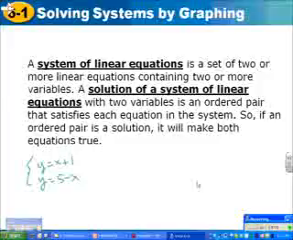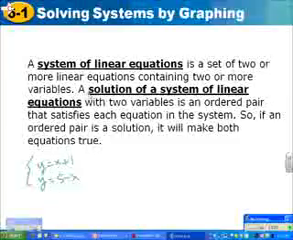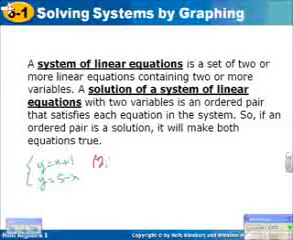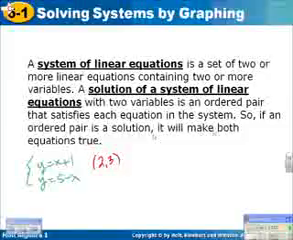So the problem we just did, y equals x plus 1 and y equals 5 minus x, is a system of linear equations. So a solution of a system of linear equations with two variables is an ordered pair that satisfies each equation in the system. So that ordered pair (2, 3) was the solution to that system of linear equations. So if an ordered pair is a solution, it will make both equations true.